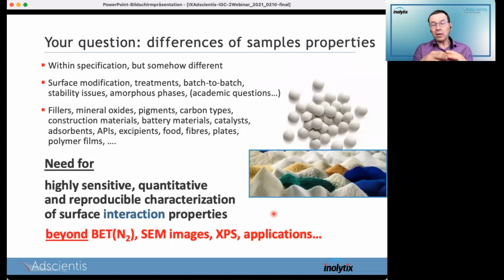And this is beyond, of course, we know all the different analyses like specific surface area, the images you have, the chemical analysis, for example, by XPS or by FTIR, and a lot of different applications. But so far, we concentrate on the surface interaction potential.